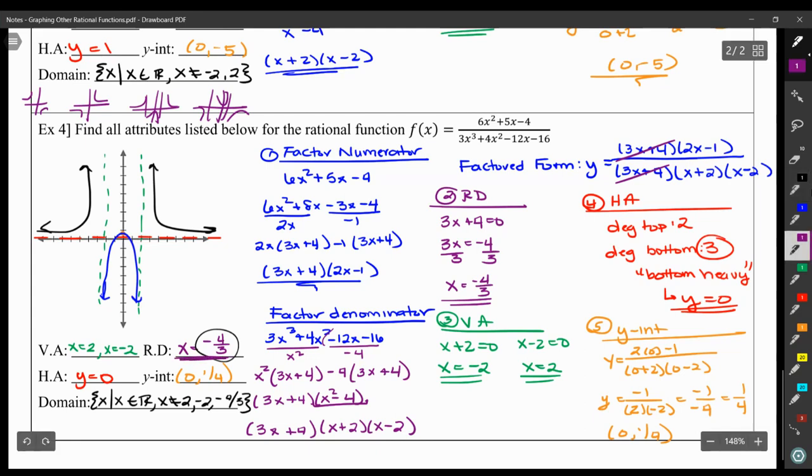Let's graph our removable discontinuity to make this sketch a little more accurate. So -4/3 is about -1.3. So -1.3 will lie right here somewhere. So there's that removable discontinuity.